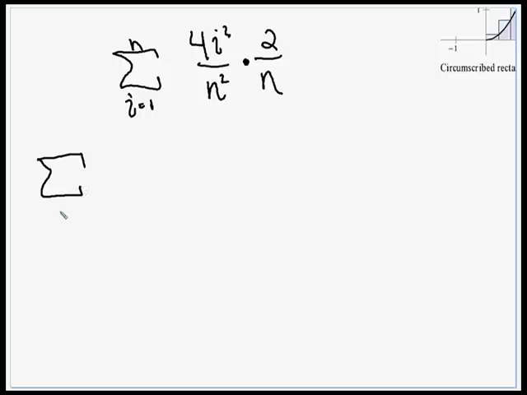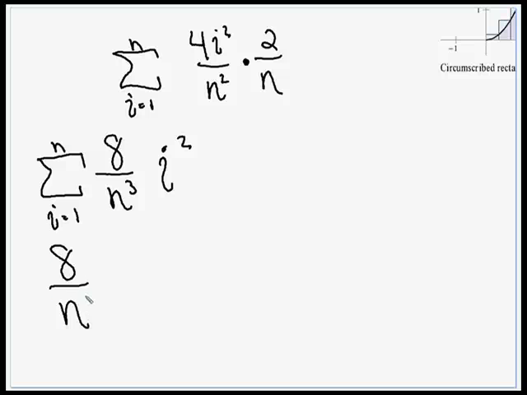So we still have our summation, i equals 1 to n. We have a denominator, n times n squared, which is n to the third. In our numerator, we have a 4 times 2, that's 8, and then we have our i squared. So this 8 and n to the third are just numbers, and those can come out front: 8 over n to the third.